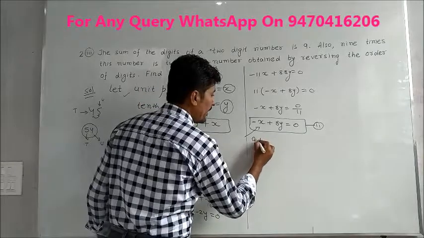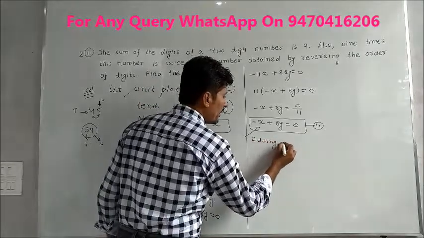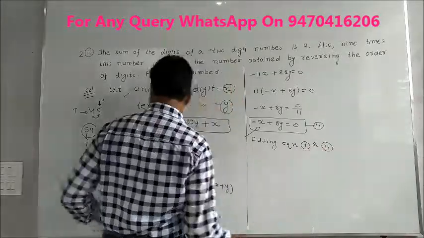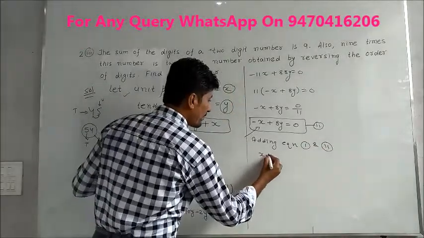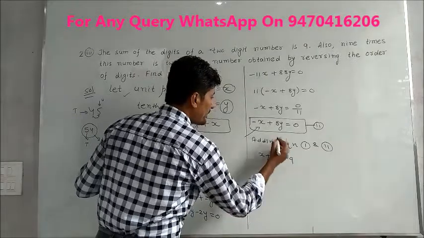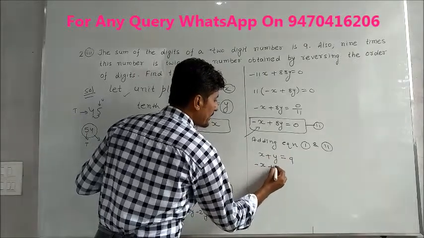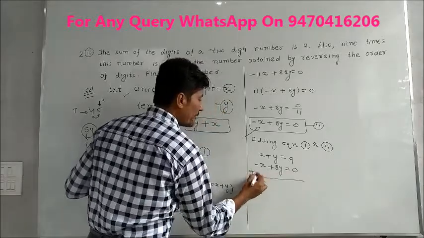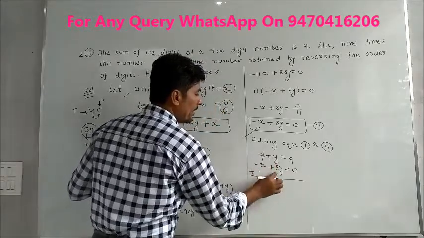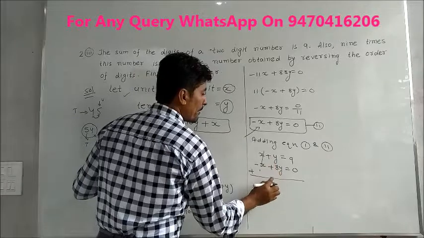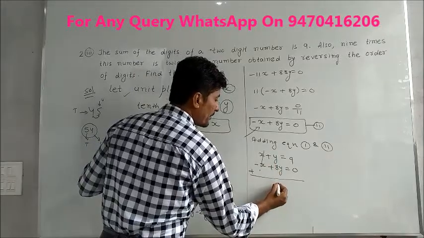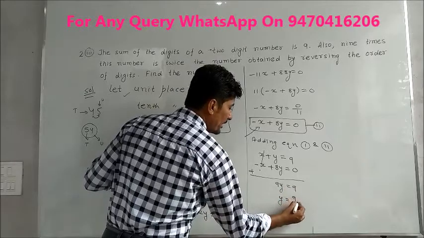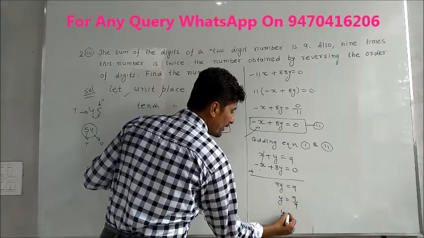Here we can write, adding equations 1 and 2. The very first equation is x plus y equals 9. The second equation is minus x plus 8y equals 0. Now we add: plus x minus x cancel, and plus 8y plus 1y equals 9y, equals 9. y equals 9 upon 9. So the value of y equals 1.